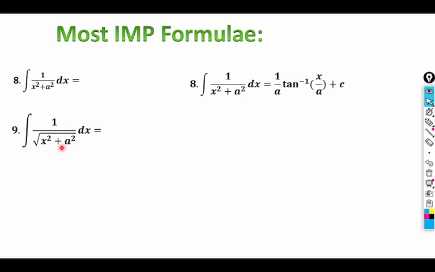Another formula: 1 upon root of x square plus a square. Whenever the denominator has the square root of x square plus a square, remember the integration is in terms of a log. So the formula is log of x plus root of x square plus a square plus c. By default, the modulus sign is always there for a logarithmic function, because log is a positive domain function.